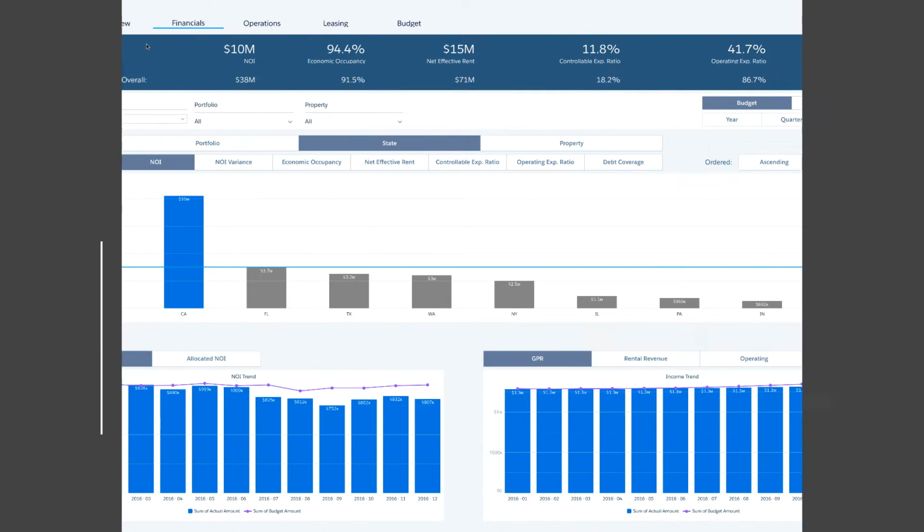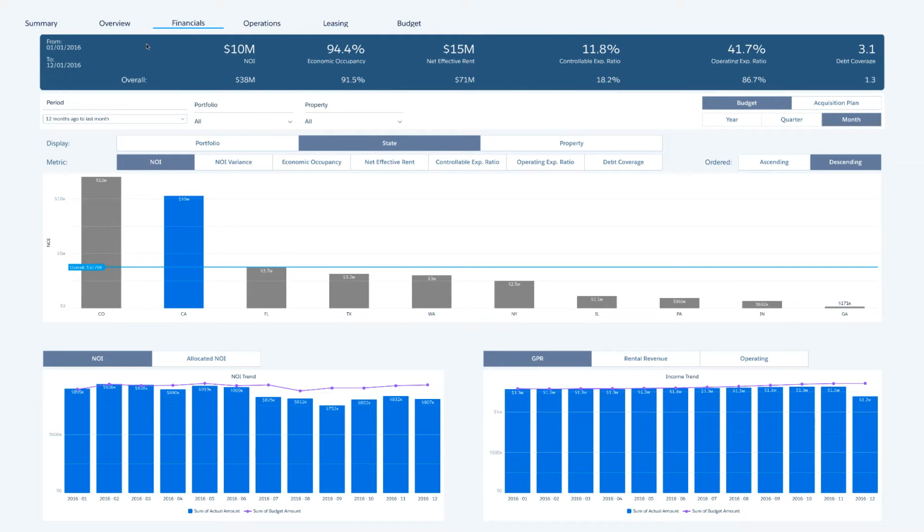I'm an asset manager at Next Level Real Estate. I'm responsible for a portfolio of multi-unit apartment buildings across the country. To examine my performance over the past year, I open my financials dashboard.